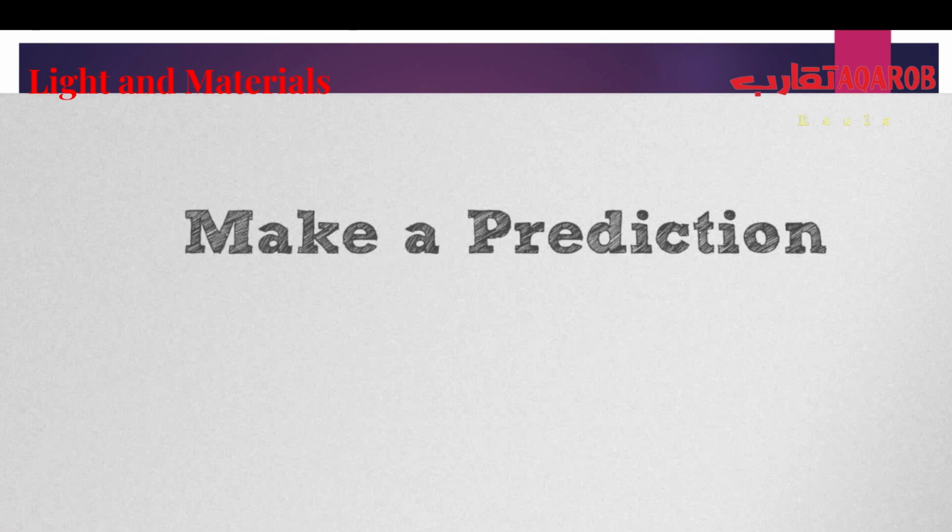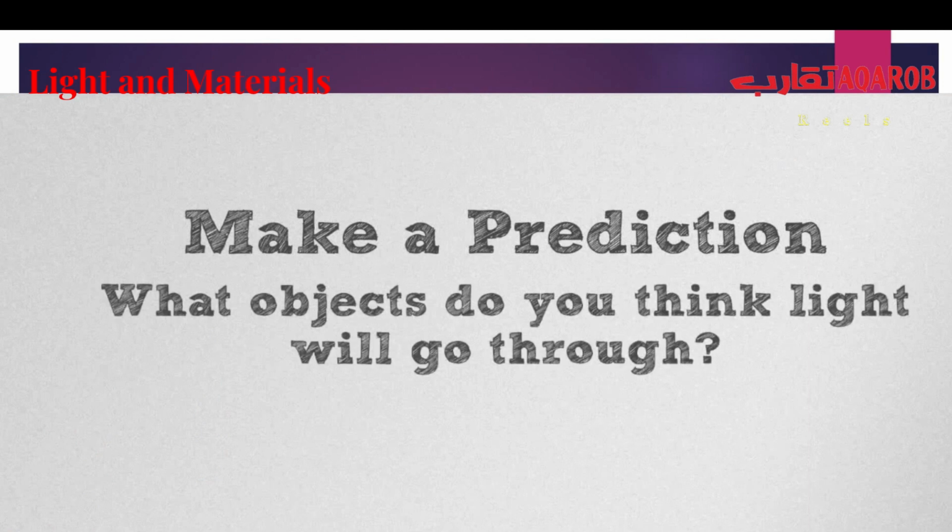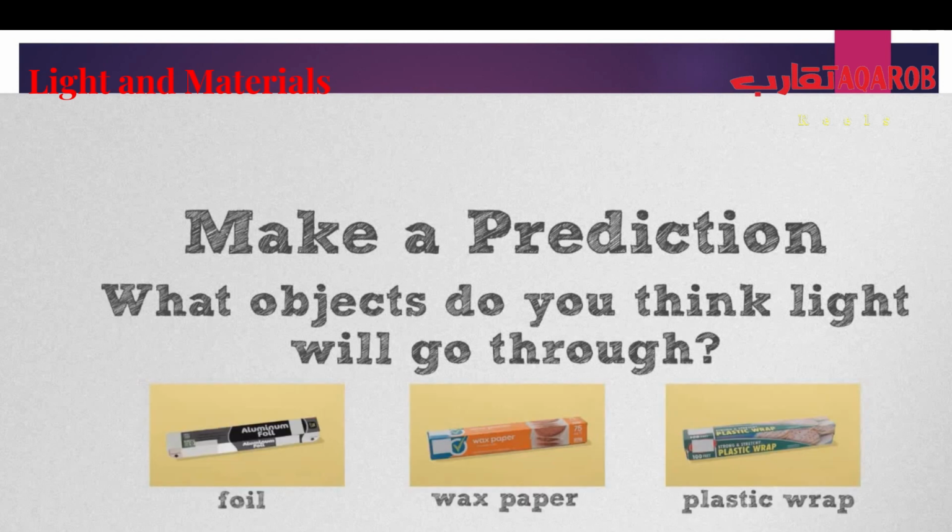Before you begin, make a prediction. What objects do you think light will go through? Later in the lesson, we will test aluminum foil, wax paper, and plastic wrap. Take a moment to share your predictions with your classmates, then select Continue.